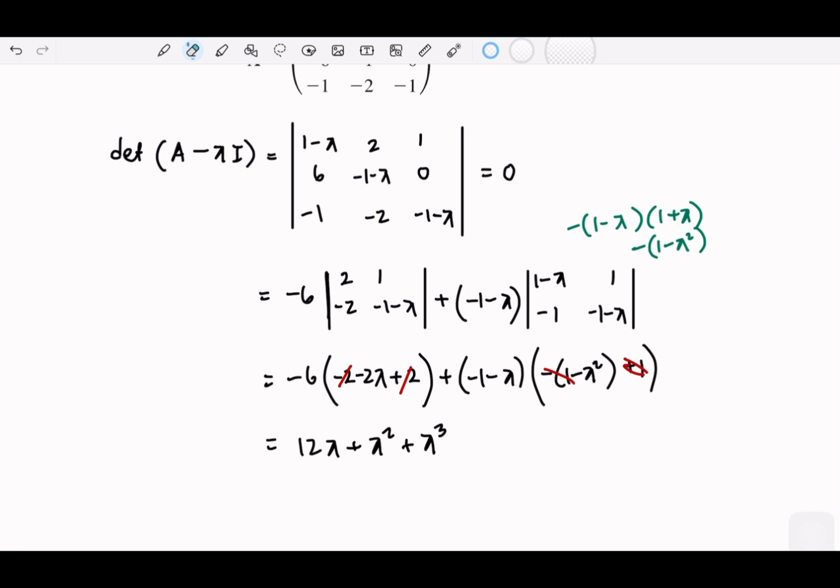Negative. I think I made a mistake for the signs. Is it true? Negative 2, negative 2 lambda, plus 2, plus 12. Okay, nothing wrong with that. I think this one should be negative.